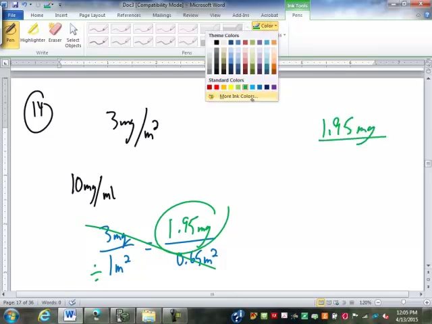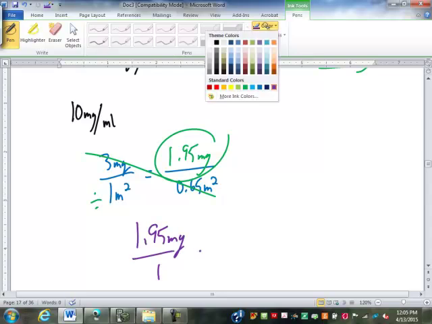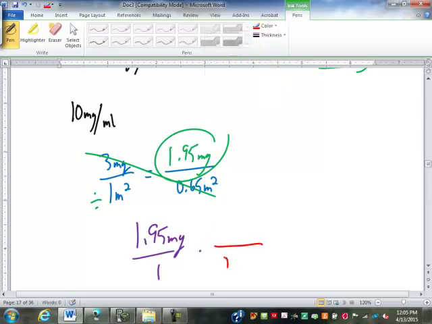Convert that to milliliters. That's 1.95 milligrams. Put it over 1. It's 10 milligrams per 1 milliliter. So the milligrams cancel out. That is 1.95 over 10, or 0.195 milliliters.